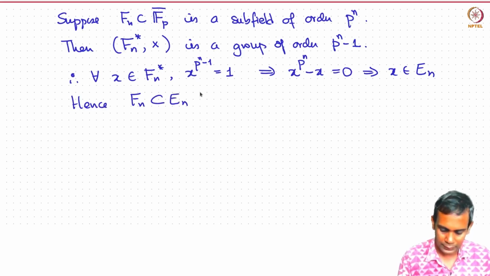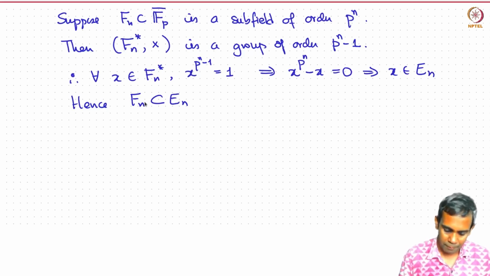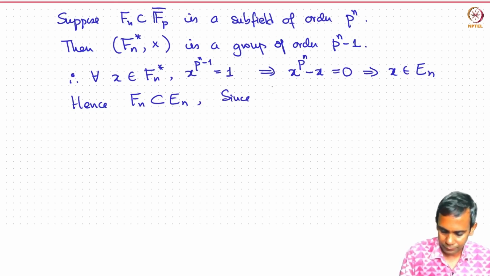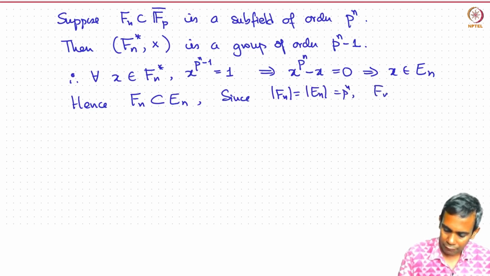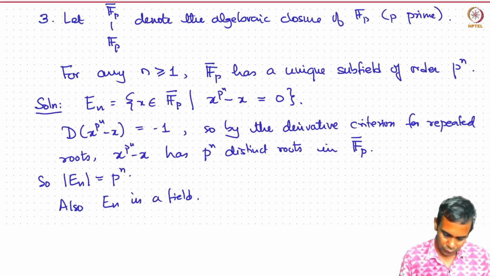Of course, 0 is in En too, and every non-zero element of Fn is in En. But since Fn and En have the same order, we have Fn is equal to En. So En, which consists of solutions of the equation x to the power p to the n minus x, is the only subfield of Fp bar of order p to the power n.